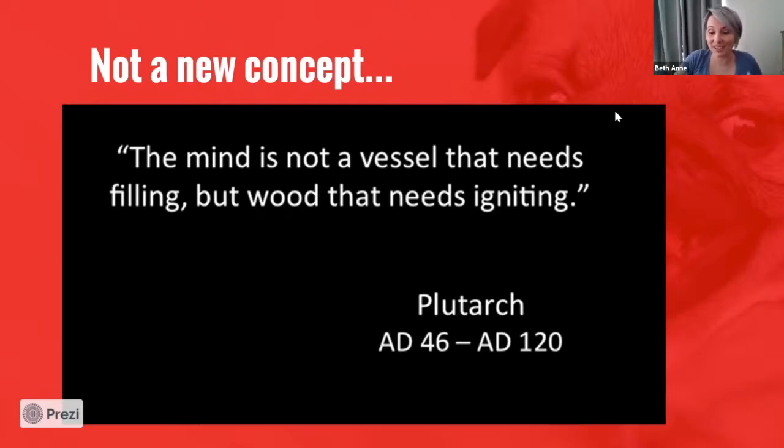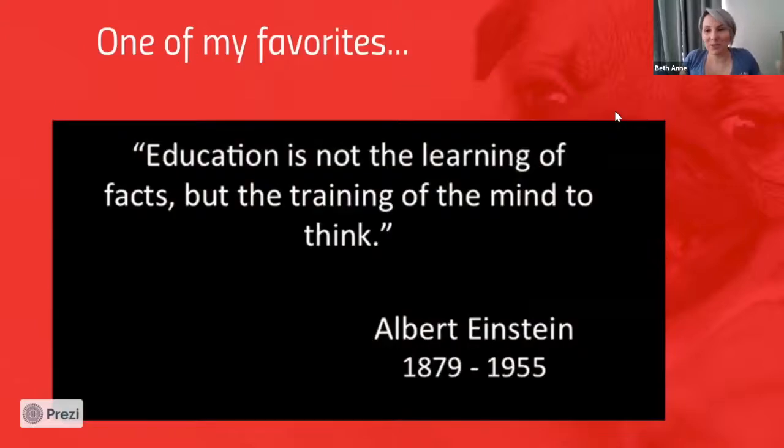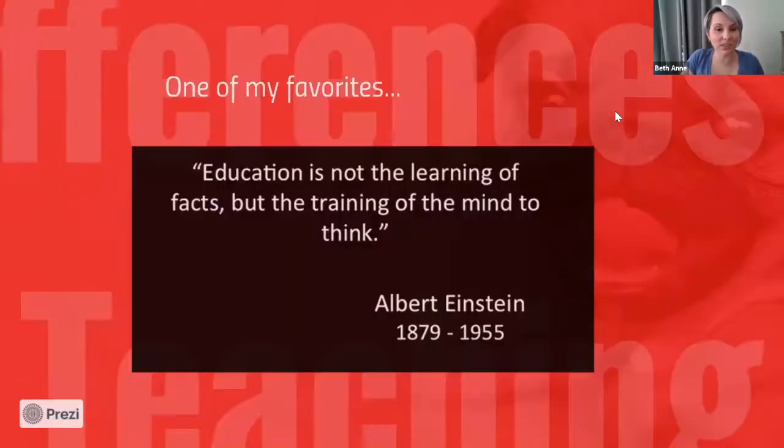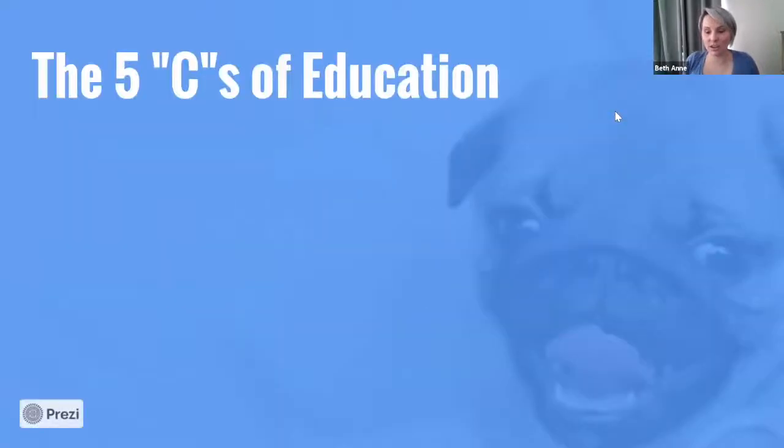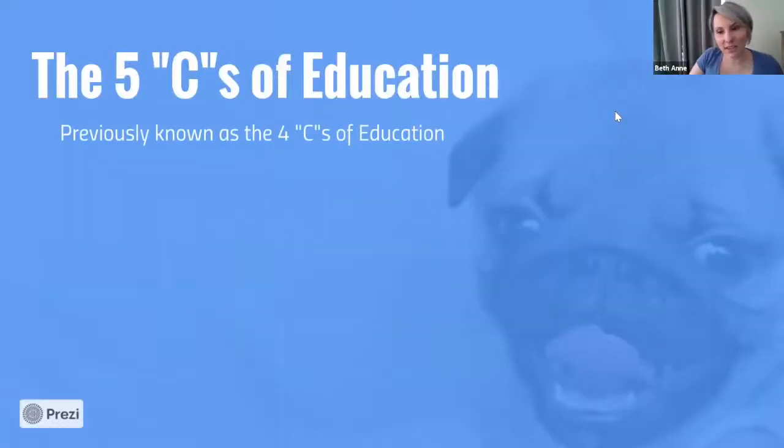It's not exciting. One of my favorites is Albert Einstein. Education is not the learning of facts, but the training of the mind to think, right? We want to exercise our mind. Critically thinking is important. So we have the 5 C's of education, okay? So it was previously the 4 C's of education, and I keep adding C's because why not, right?